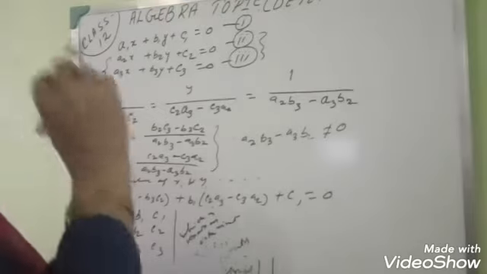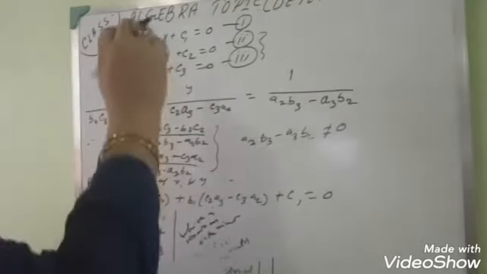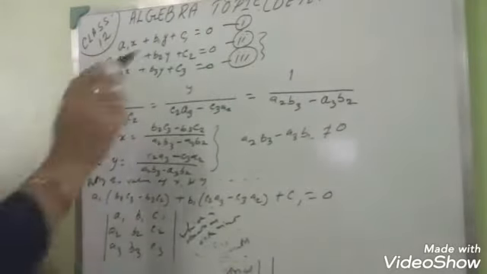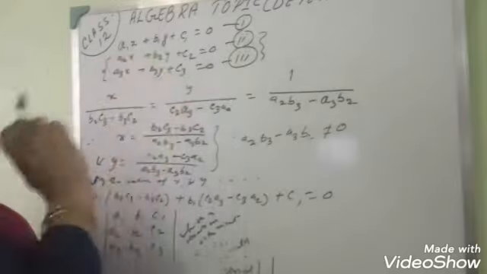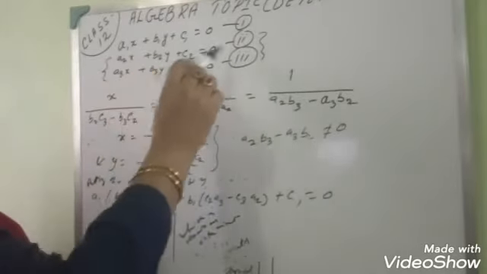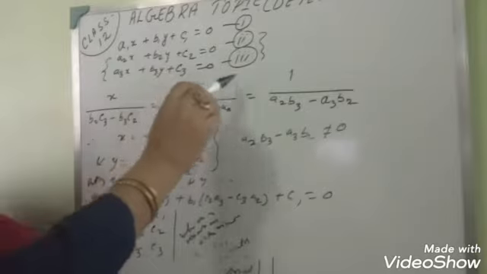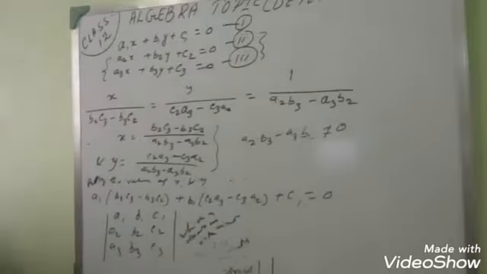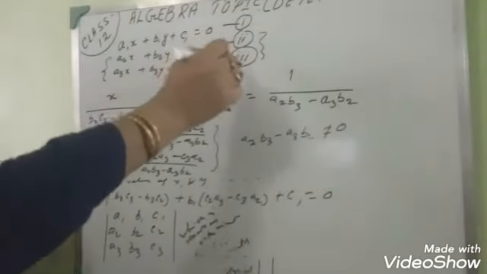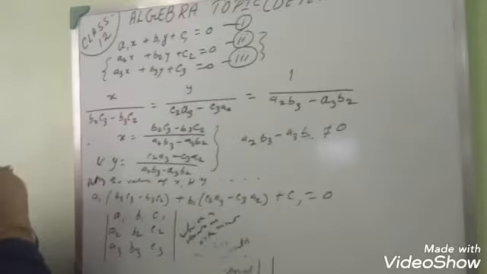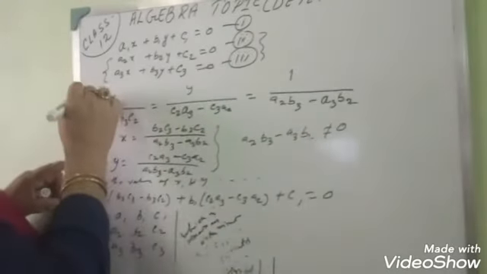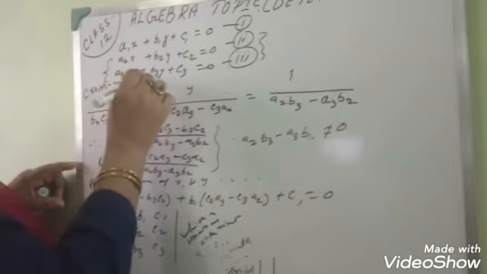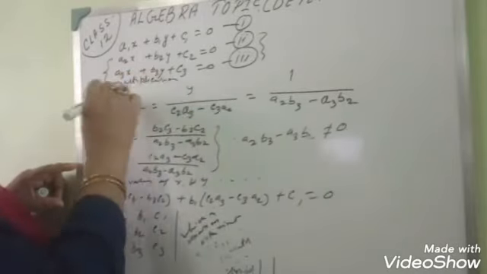Before the definition, we should know how to solve this type of equation. There are three linear equations: a1x plus b1y plus c1 equals to 0, a2x plus b2y plus c2 equals to 0, a3x plus b3y plus c3 equals to 0. Let us solve equation number 2 and equation number 3 by cross multiplication method. Cross multiplication method you have done in class 9.